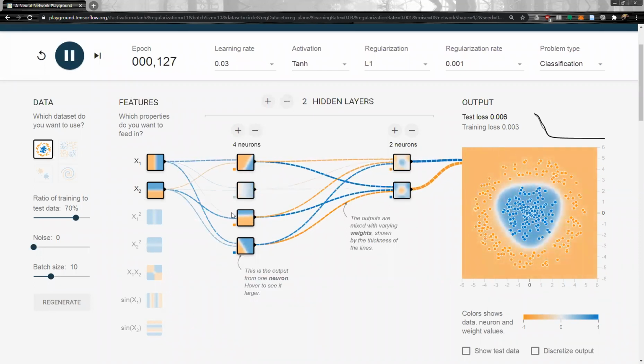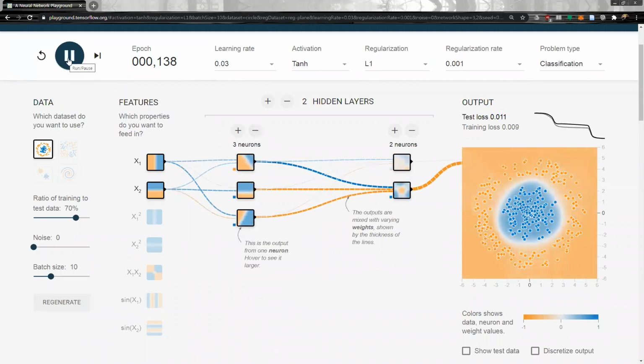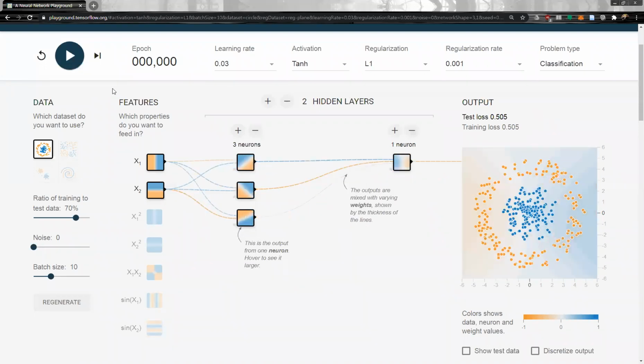Okay, so now the second neuron in the first hidden layer is, again, not so helpful, so we reduce this one. This one is not so helpful. This one is not so helpful. This one is again not so helpful, so let's remove that too. And then run it. Yes, something like that. So actually, we can remove this one as well.